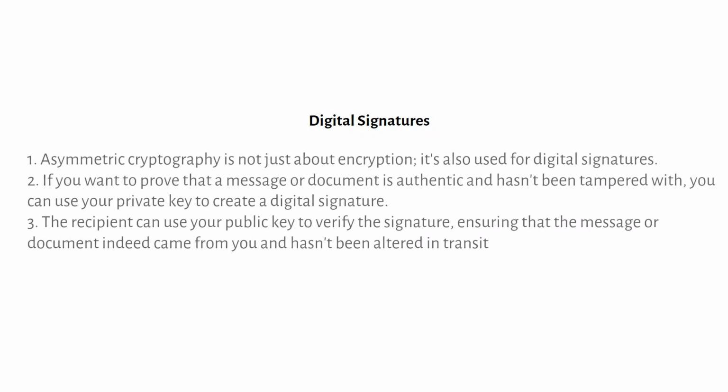Asymmetric key cryptography is not just about encryption, it's also used for digital signatures. If you want to prove that a message or a document is authentic and hasn't been tampered with, you can use your private key to create a digital signature. The recipient can use your public key to verify the digital signature, ensuring that the message or document indeed came from you and hasn't been altered in transit.